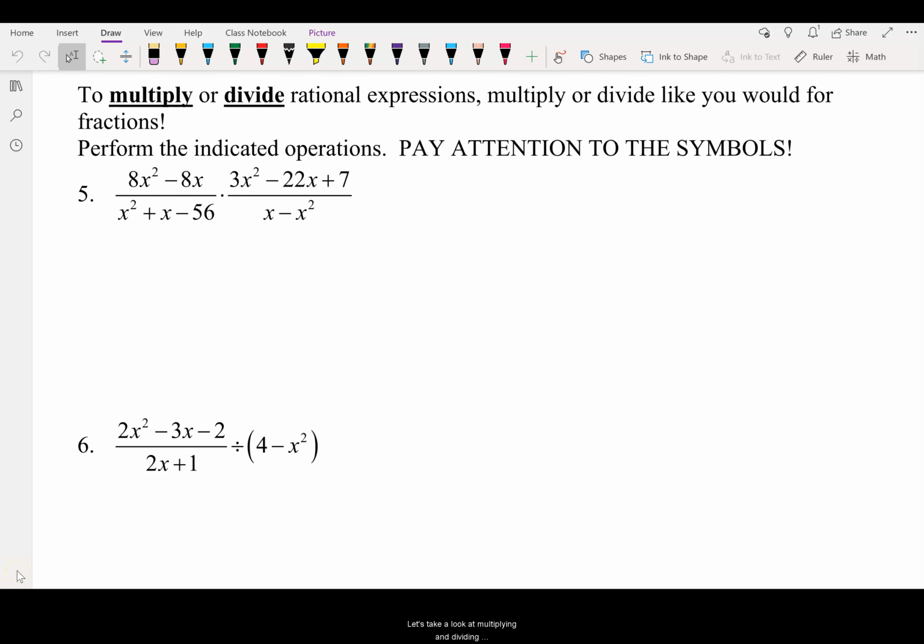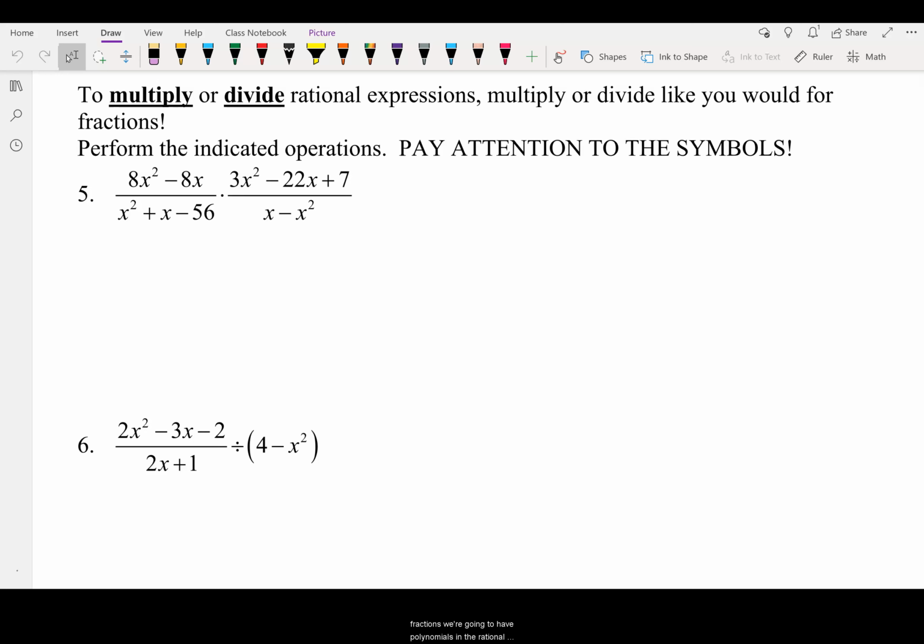Let's take a look at multiplying and dividing rational expressions. We're going to multiply and divide rational expressions pretty much exactly like we would do for fractions. Here the only difference is instead of numbers for fractions, we're going to have polynomials in the rational expressions.